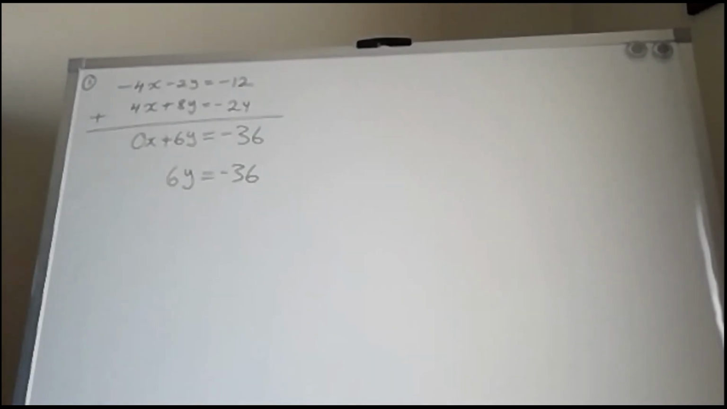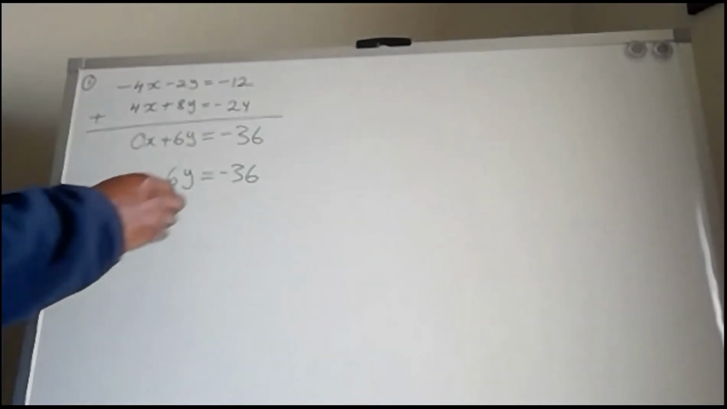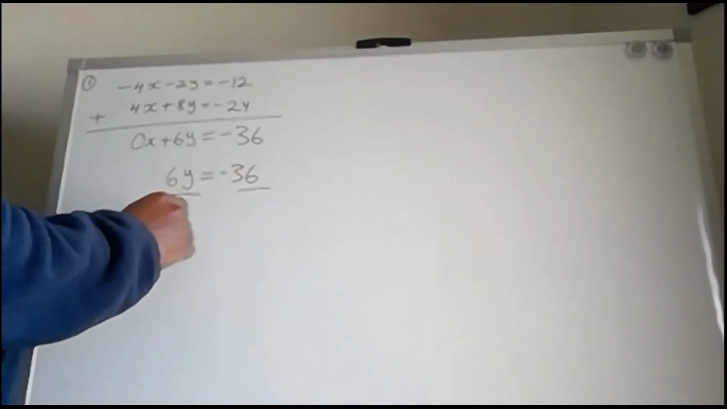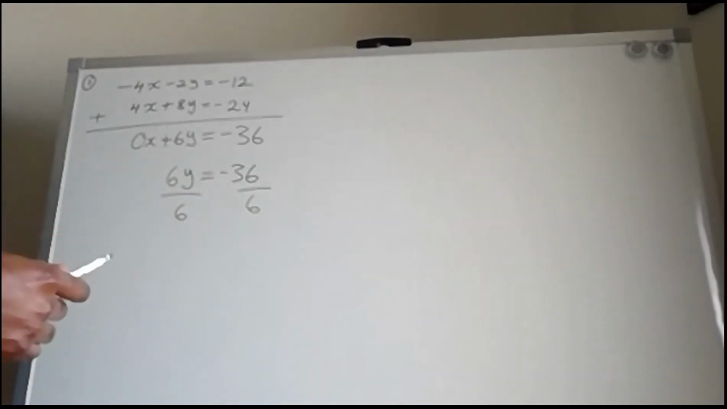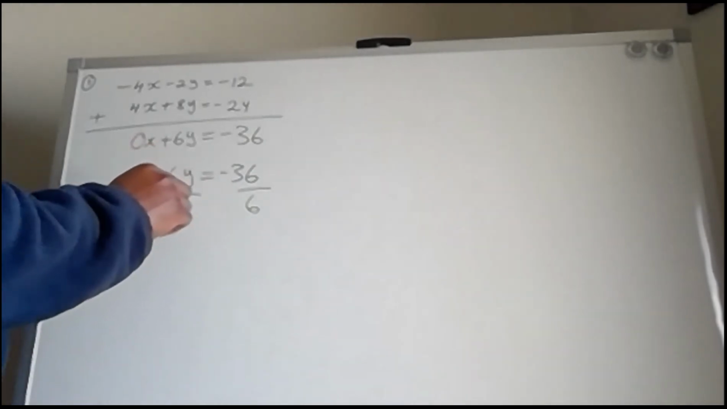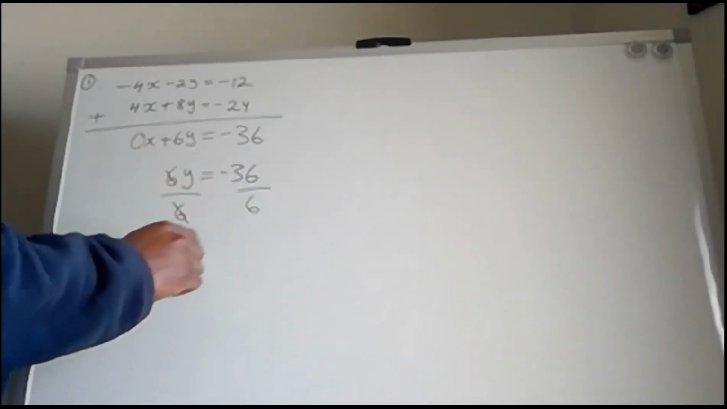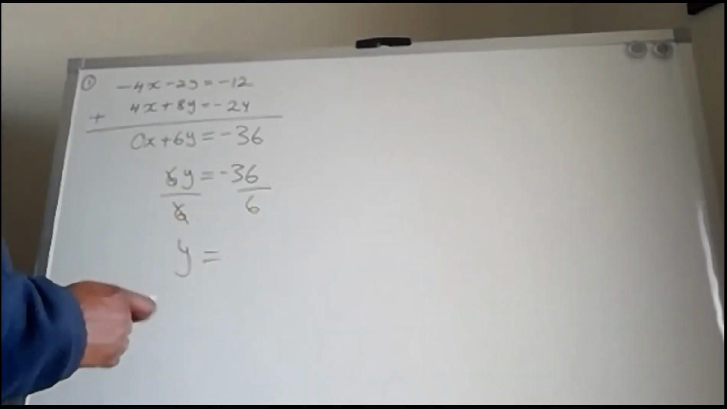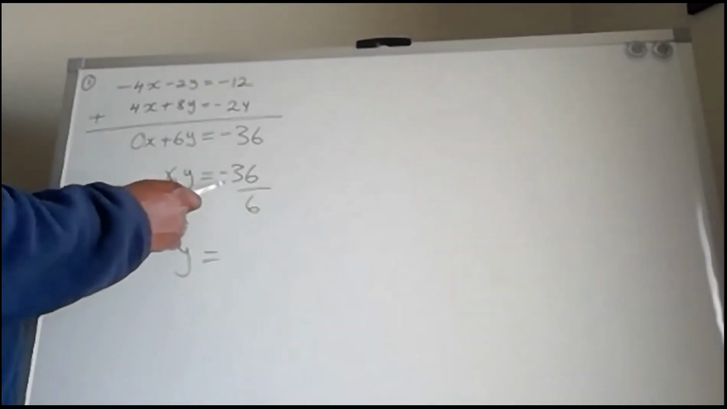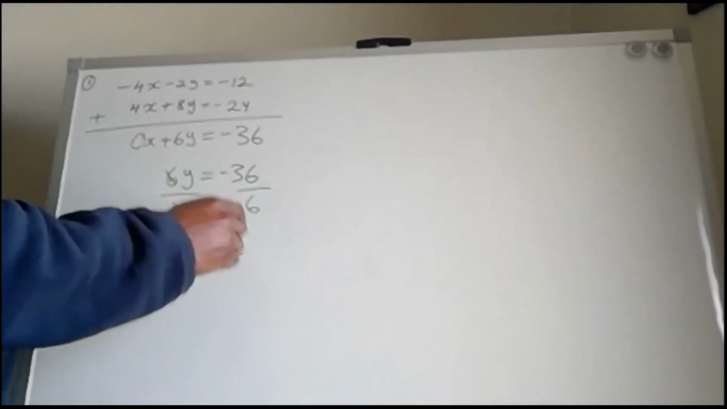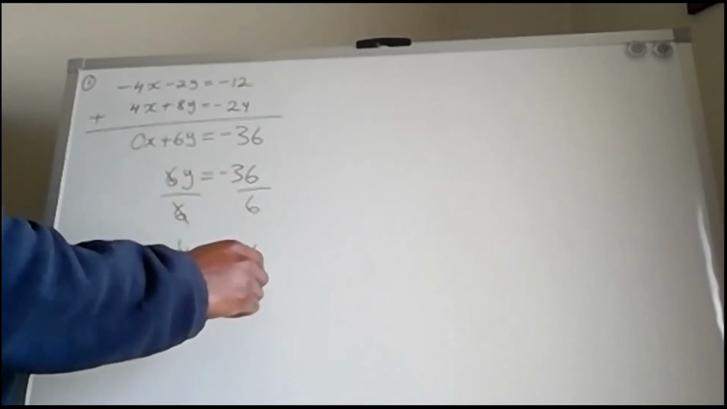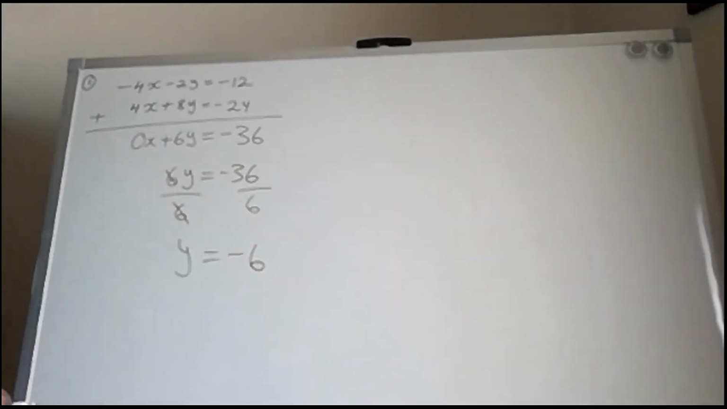Now at this point, I still need to solve for y. So what I'm going to do here is divide both sides by 6. This goes back to solving linear equations, okay? And when I divide the left side by 6, I get y. When I divide the right side by 6, if you look carefully, I'm dividing a negative number by a positive number. So my result is going to be negative. 36 divided by 6 is 6. So y is equal to negative 6.